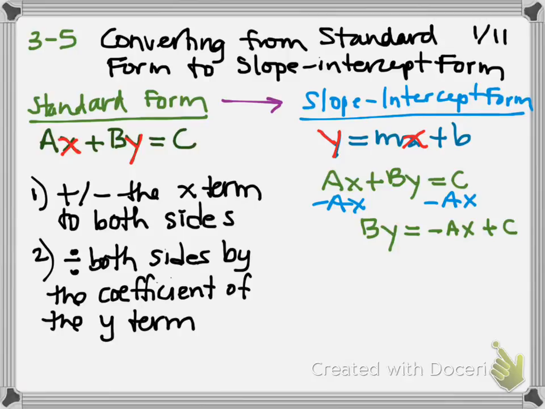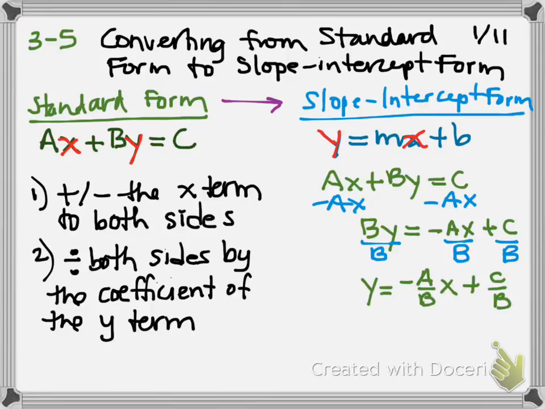So when we divide both sides by the coefficient of the y term, I would be dividing everything by b. When I add and subtract, that value being added or subtracted shows up once on the left of the equals, once on the right of the equals. However, if I do any multiplication or division, it applies to every single term that I have. So this leaves me with y equals negative a over b x plus c over b.